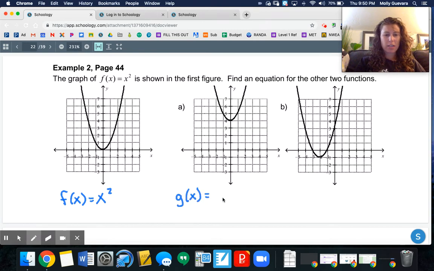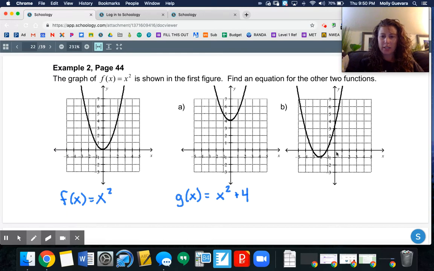Since the graph has not moved left or right, I don't have anything within that x squared. It's not going to be x plus 4 squared. It's not going to be x minus 6 squared, stuff like that. Okay? The only thing I have done, though, is I have raised this up vertically. So since it's vertically, it's going to be outside the function, and it's just plus 4. Okay?